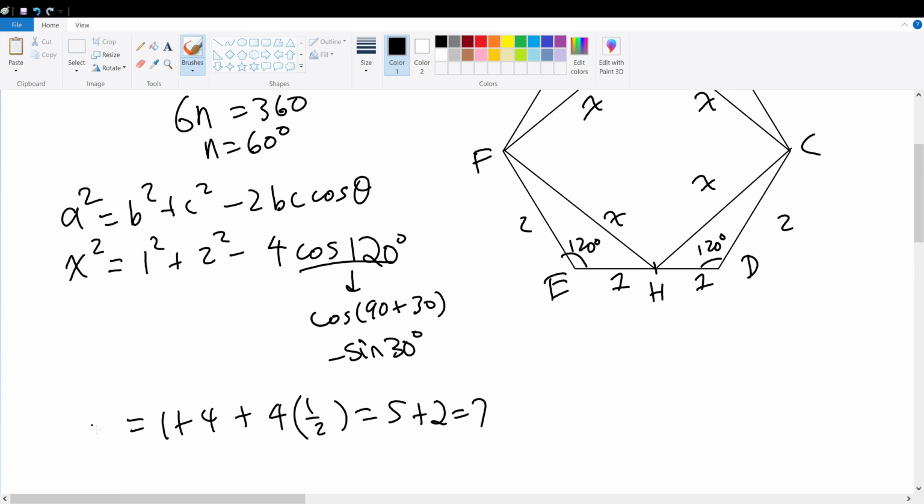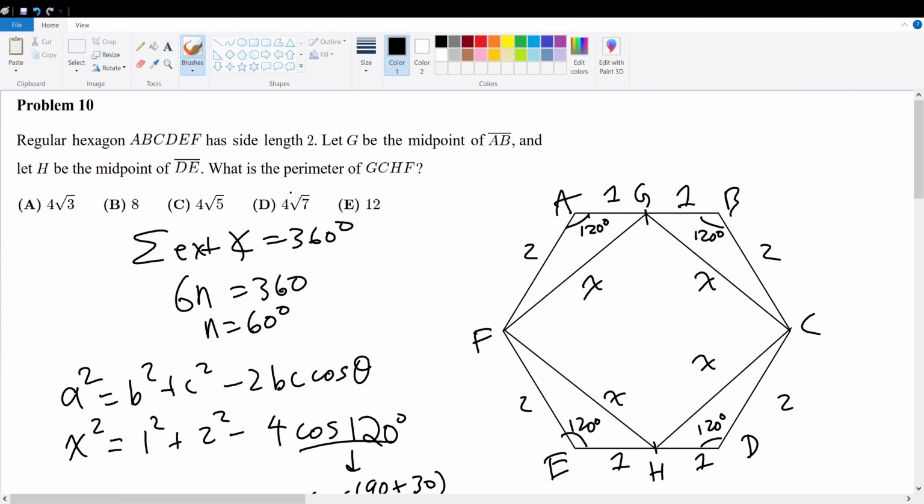But since that's equal to x squared, what is x? X must be equal to root 7. Since we have 4 of them, 4x is equal to 4 root 7. Therefore, your final answer choice would be answer choice D.